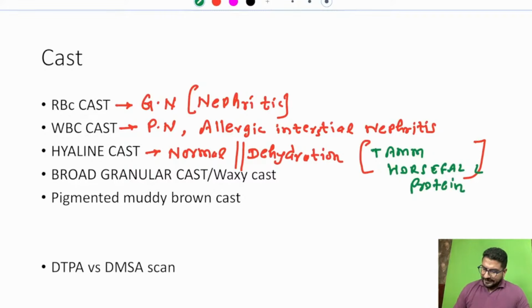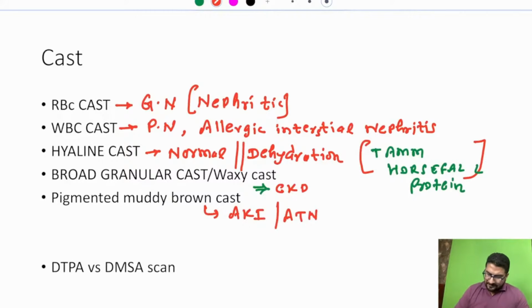Broad granular cast or waxy cast is something which we see in CKD. And pigmented muddy brown cast is seen in AKI. AKI can occur due to ATN. ATN means acute tubular necrosis. So these are some of the casts.